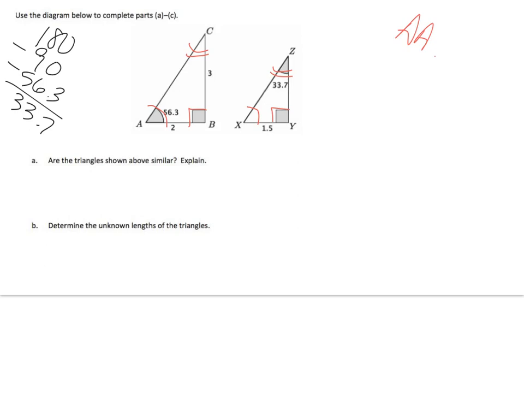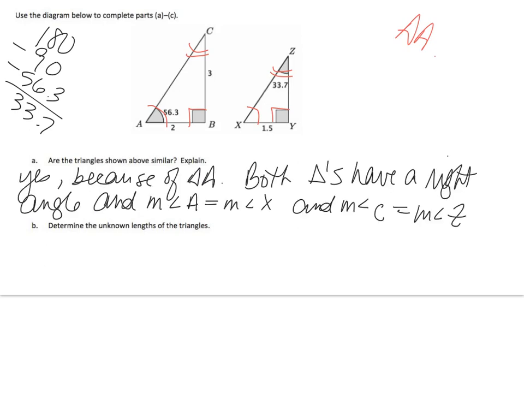So let's write that down. Because of angle-angle, the triangles are similar. Both triangles have a right angle, and the measure of angle A is equal to the measure of angle X, and the measure of angle C is equal to the measure of angle Z.